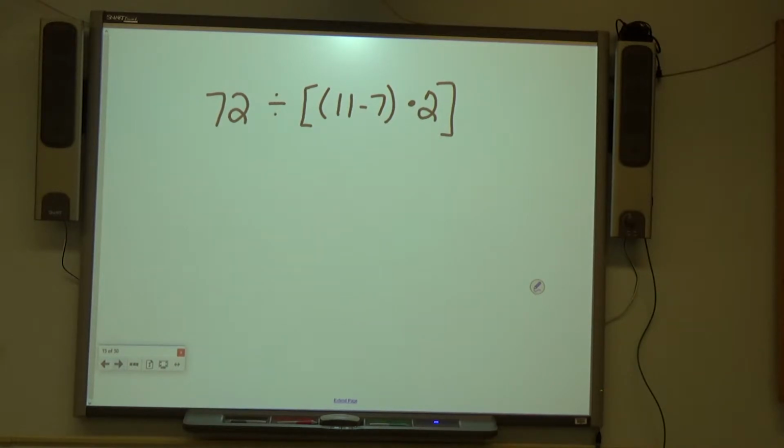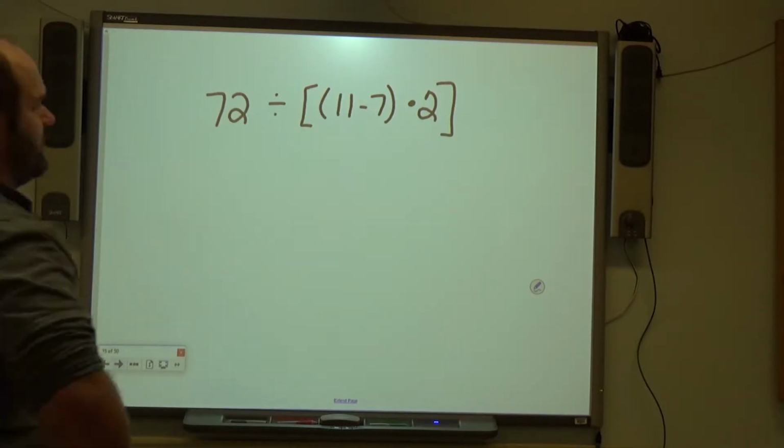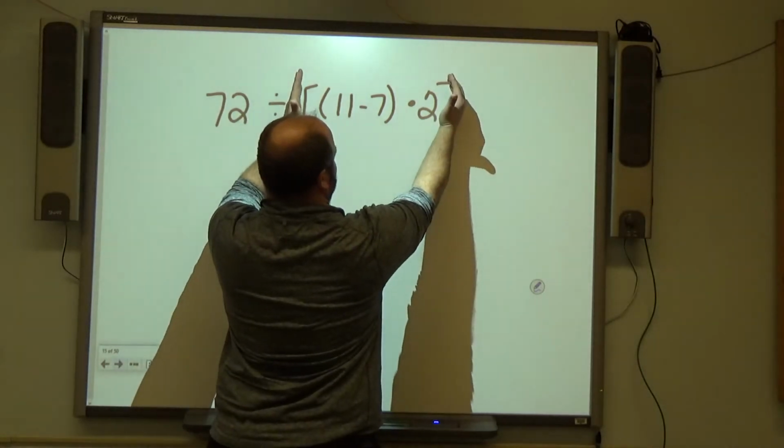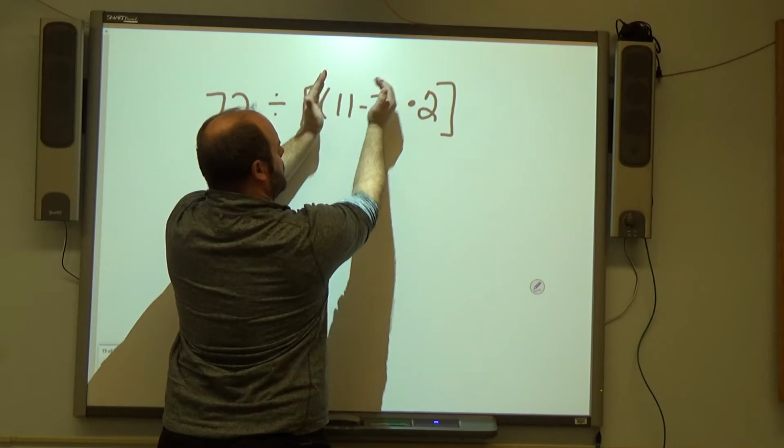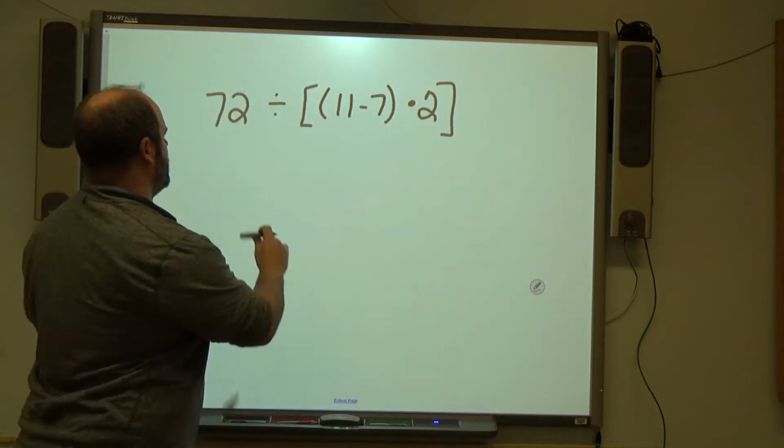Okay, here's your next problem. Now, if you notice what we have up here, we have division, we have subtraction, we have multiplication. Okay, we also have what we call parentheses, and we have brackets. You treat the brackets just like parentheses. So we want to start inside the brackets, and looking inside the brackets, we have parentheses. So we're going to do that first.